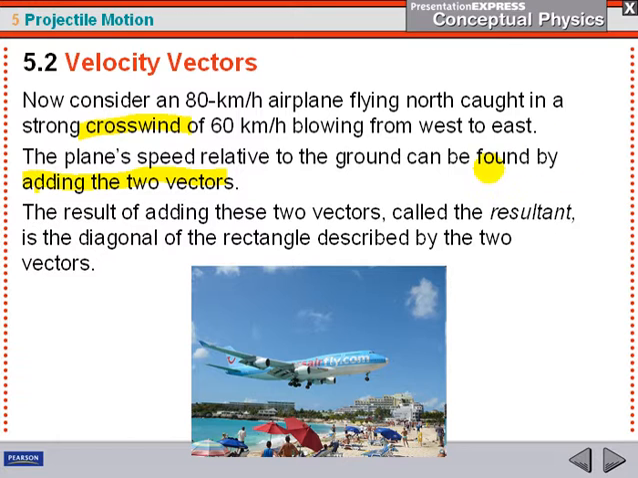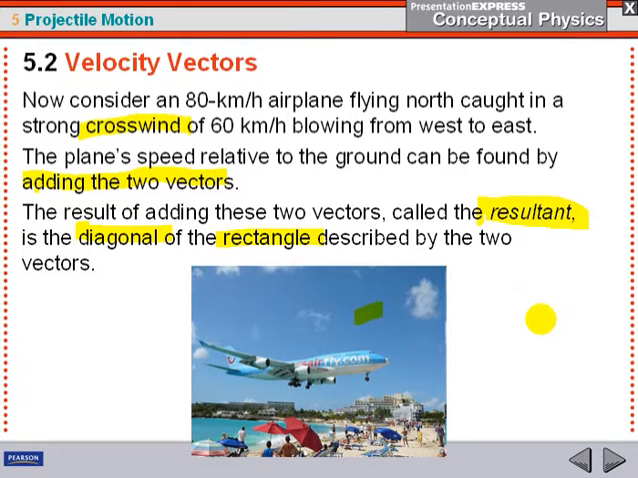So what we call this when we add these 2 together is the resultant, and you know that already. And the resultant in this case is going to be a diagonal of a rectangle that we construct with the 2 vectors.